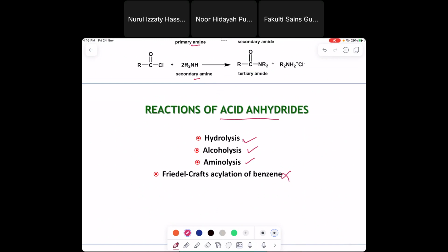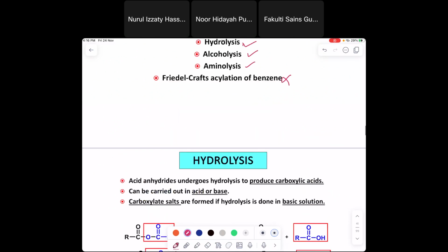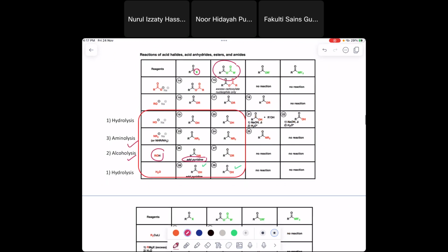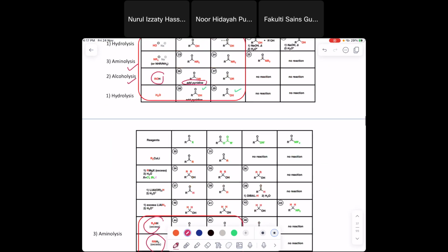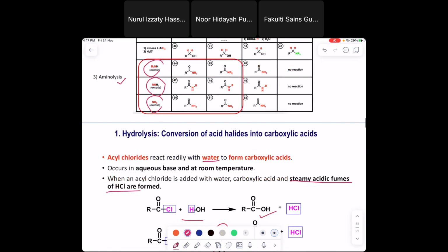Hari ni kita tak nak fokus pada Friedel-Crafts acylation, just these three. Sama juga acid anhydride tadi dah tunjuk juga, which is this acid anhydride boleh buat hydrolysis in water, hydrolysis in base, dia boleh buat alcoholysis and aminolysis. Kalau kat sini guna sodium base lah, mungkin kat sini lah aminolysis dia. Okay, sama saja.